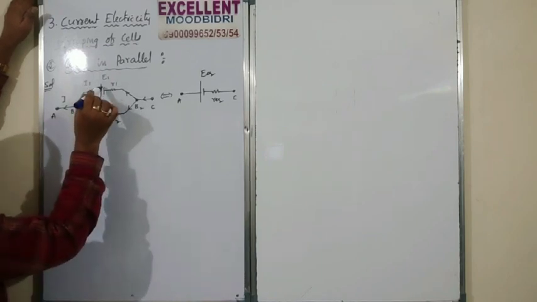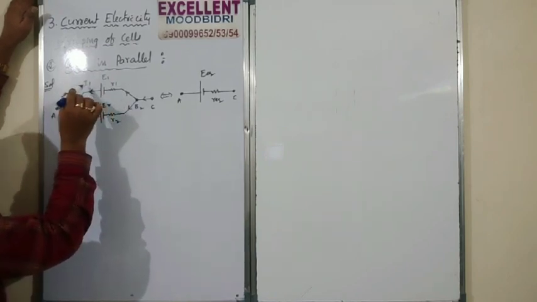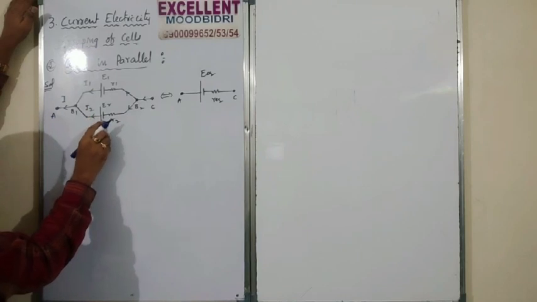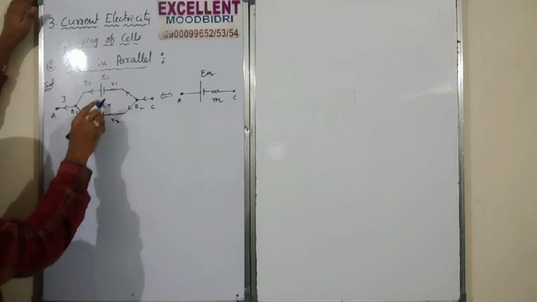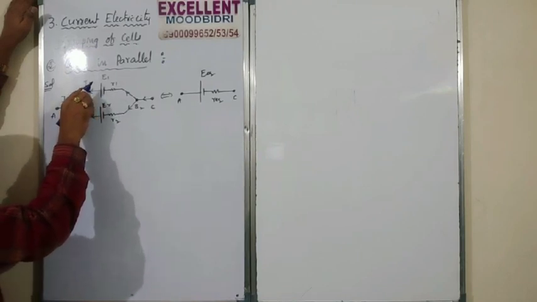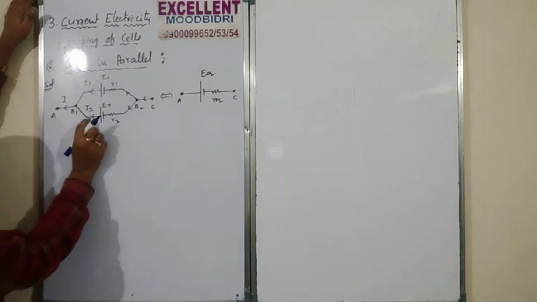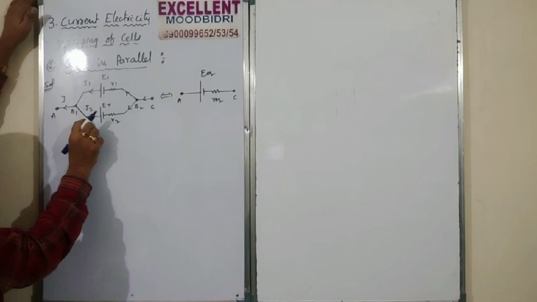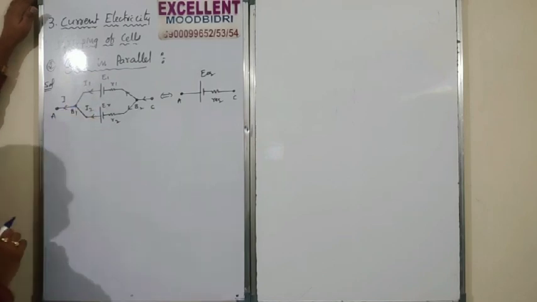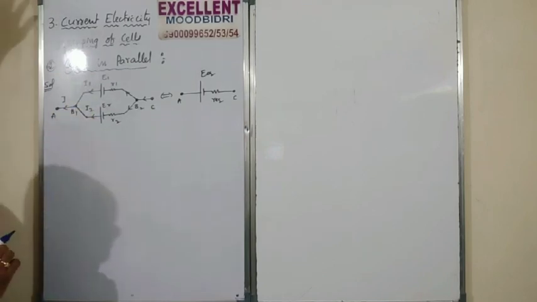So the current given by the E1 cell, I consider, is I1. The E2 cell is giving current I2. So I1 current is flowing like that, and I2 current is going like that, as it is a parallel combination, right? You see, in parallel combination the currents are different.